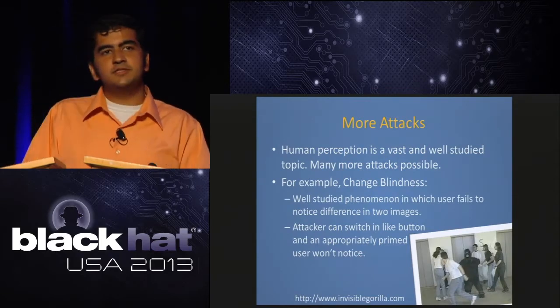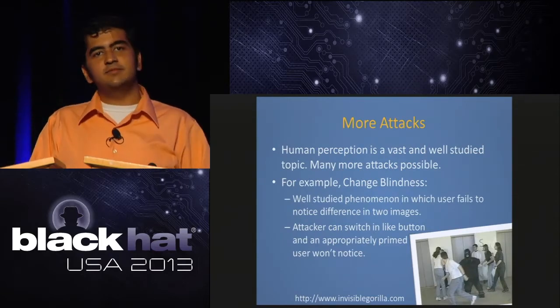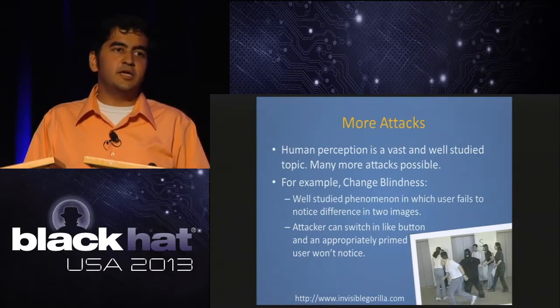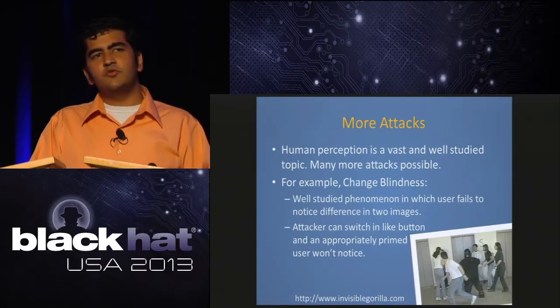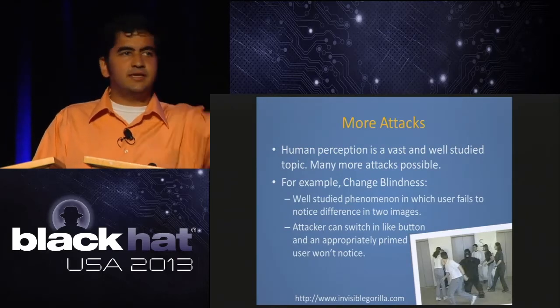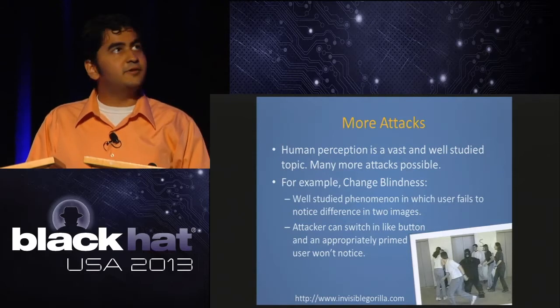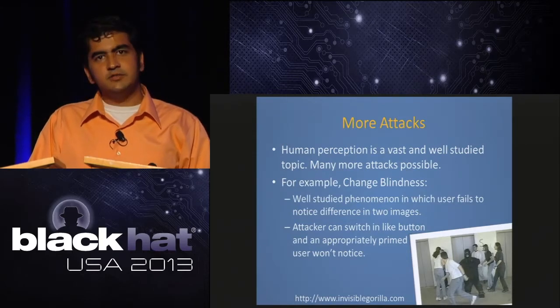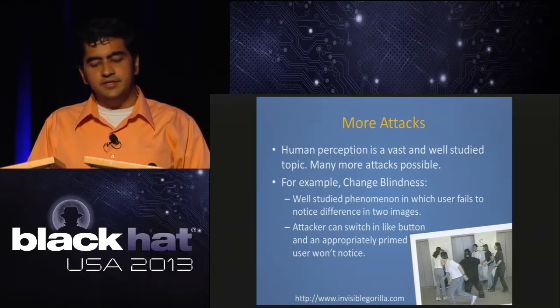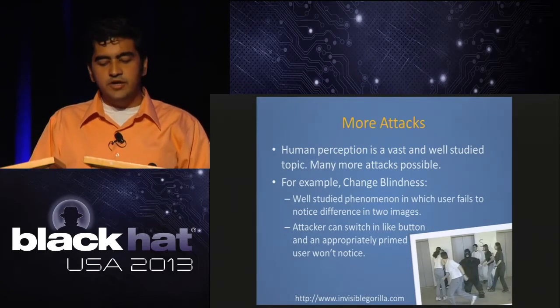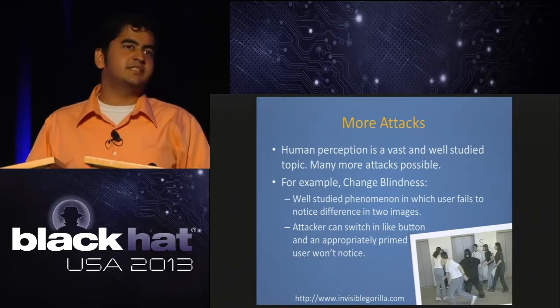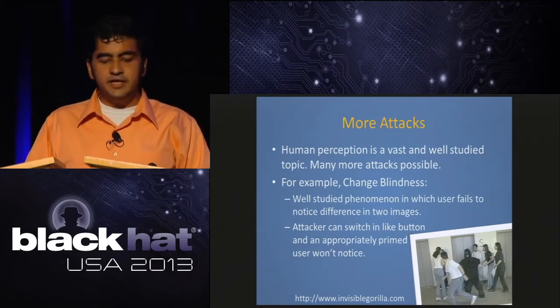And finally, human perception is a lot more complicated. We did very simple stuff. We had a neuroscientist in our team, so he helped us out a lot. But human perception is a very vast and well-studied topic since maybe 100 years. And so many more attacks are possible. For example, a very famous experiment is the change blindness experiment, where you just fail to notice stuff happening in a scene that you're looking at.